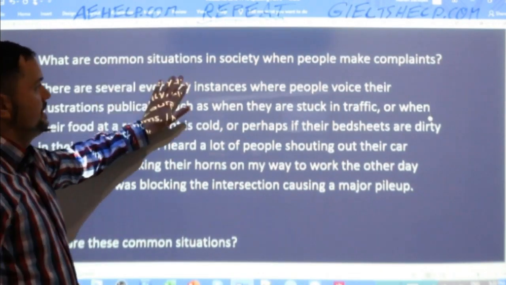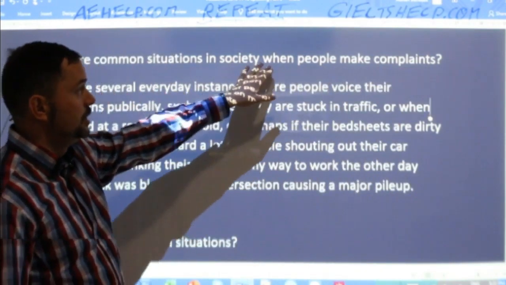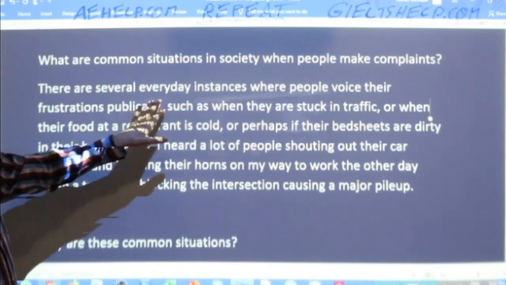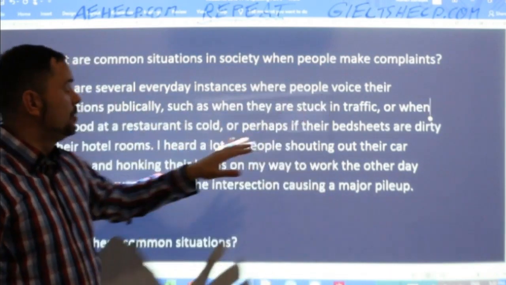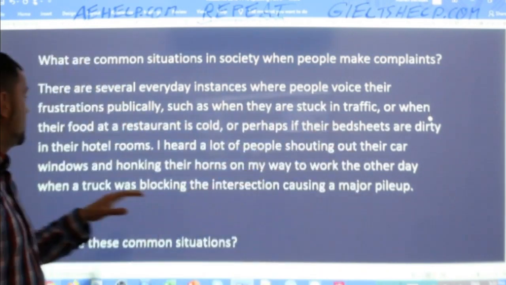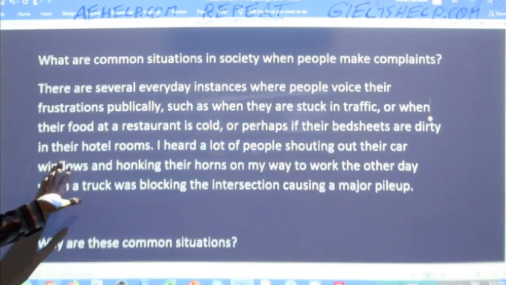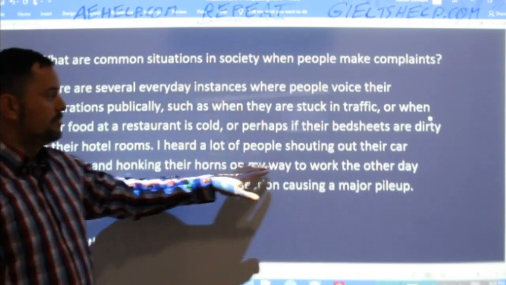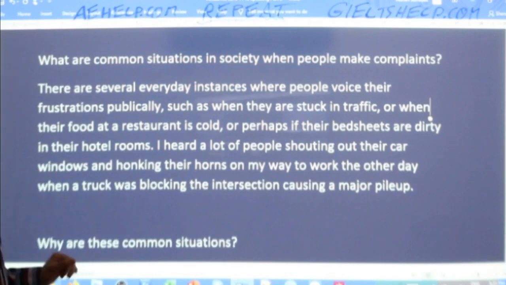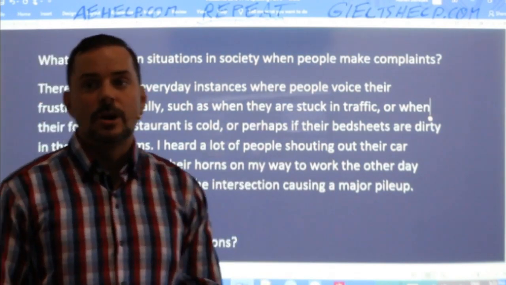What are common situations in society when people make complaints? This is a conditional. It's a real condition using when. There are several everyday instances where people voice their frustrations publicly, such as when they are stuck in traffic, or when their food at a restaurant is cold, or perhaps if their bed sheets are dirty in their hotel rooms. I heard a lot of people shouting out their car windows and honking their horns on my way to work the other day when a truck was blocking the intersection, causing a major pileup.